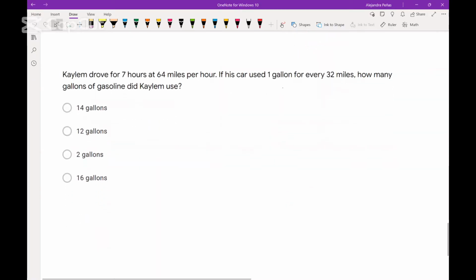This one is pretty similar, but with different values, so you could practice doing it as well. Kalen drove for 7 hours at 65 miles per hour. If his car uses 1 gallon for every 32 miles, how many gallons of gasoline did Kalen use?